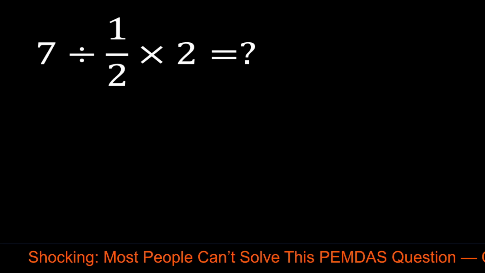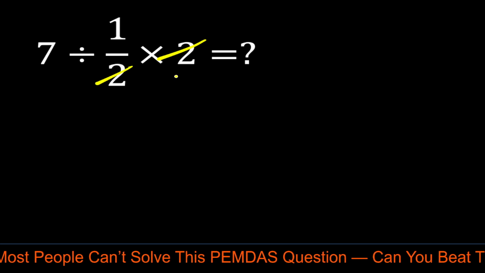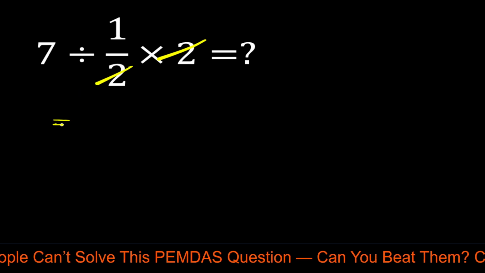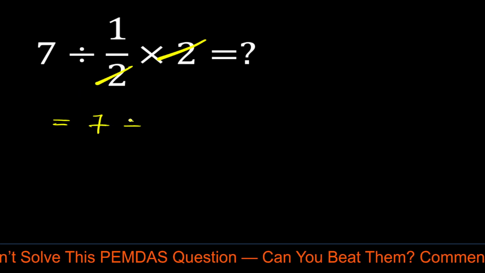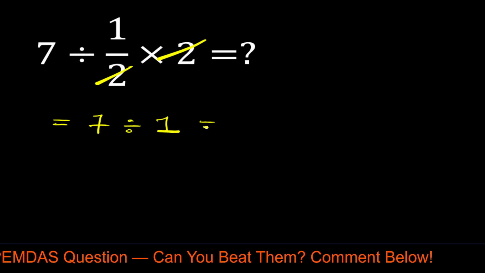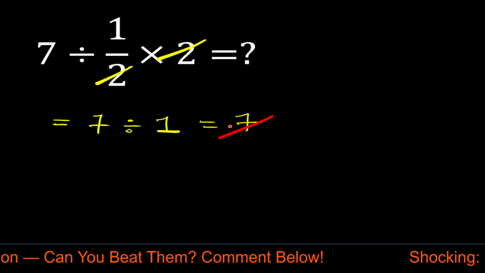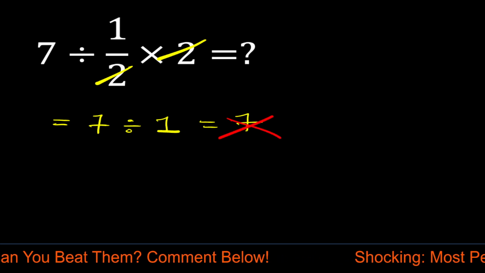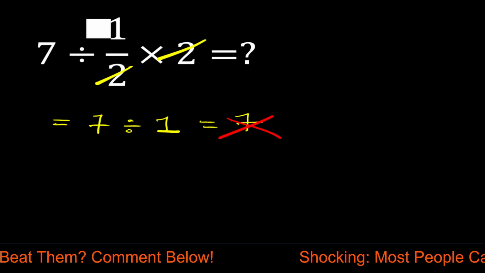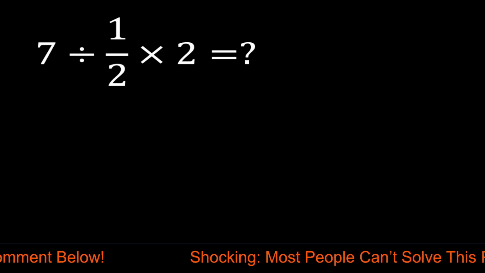So most people solve this question like cancel this 2 by 2, right? So now 7 divided by 1. So 7 divided by 1 is equal to 7, right? But this answer is not correct. This answer is completely wrong. So now let's solve this problem correctly by using a PEMDAS rule, right?